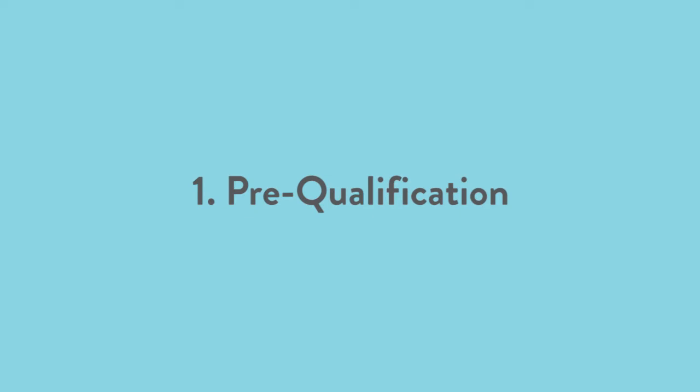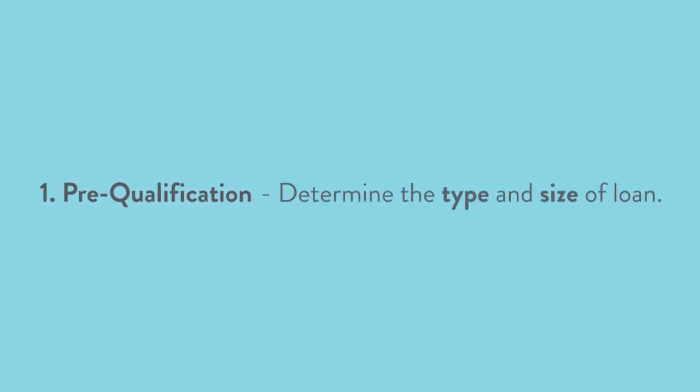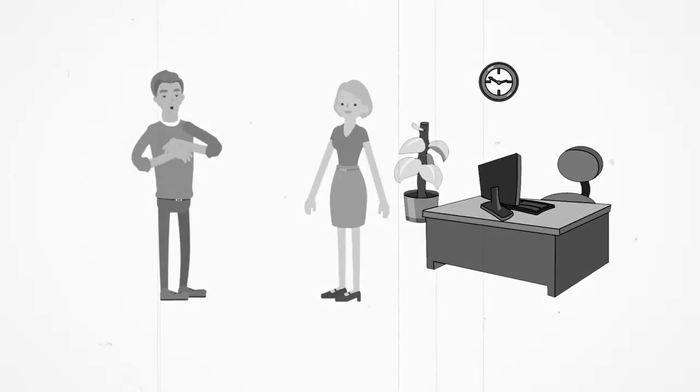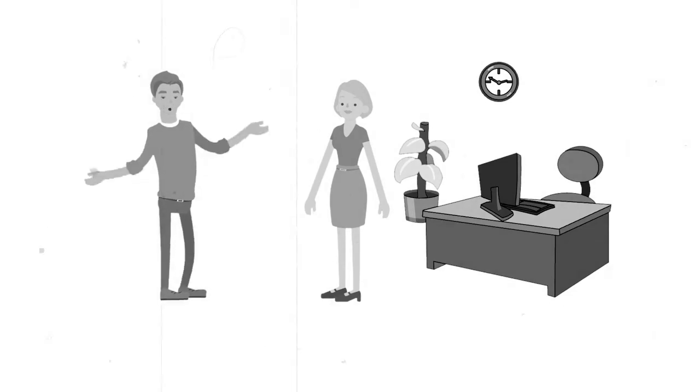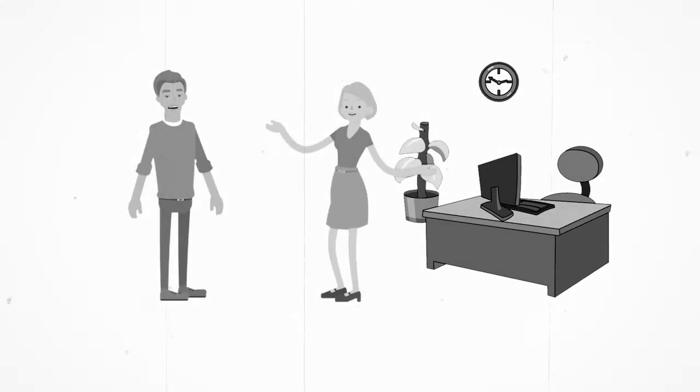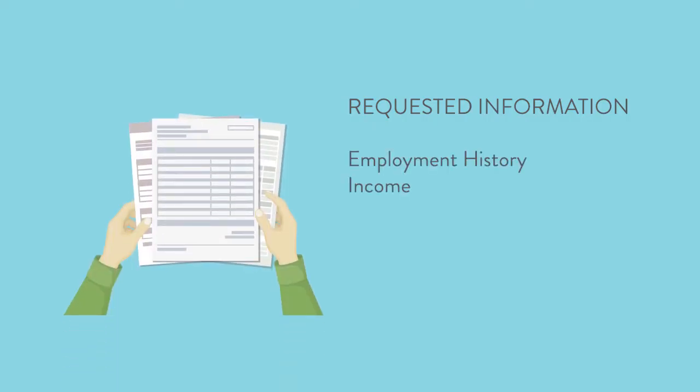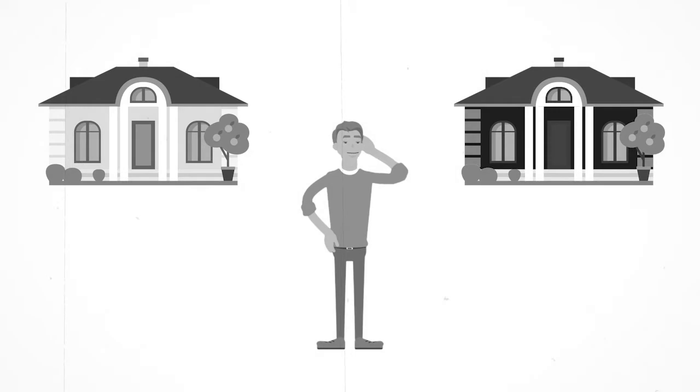First is pre-qualification. Pre-qualification helps you determine the type and size of loan ideal for your situation. During this stage, you're encouraged to shop around and speak to different loan originators or lenders. Loan originators will request information about your employment history, income, and assets. Most will also obtain a copy of your credit report to help determine your creditworthiness and suggest potential loan programs. You can begin pre-qualification when you think about buying a home, and there are no strings attached in committing to any lender or loan originator.